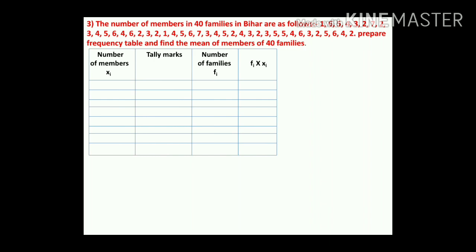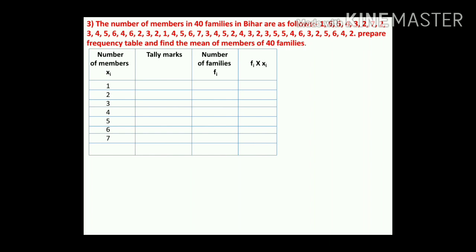Here, children, members in families is given as 1, and the last number is 7. So we start from 1 and end with 7: 1, 2, 3, 4, 5, 6, 7. We stop here only, children, because the maximum number is 7. Now tally marks.